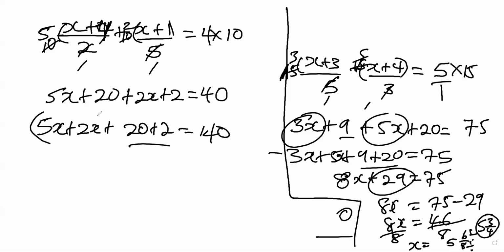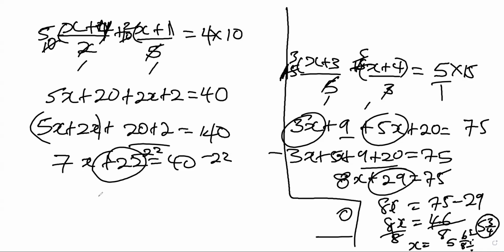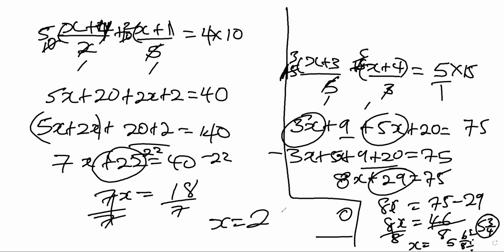These are the like terms. So this is all 7x, 20 plus 2, 22. And then we subtract 22 from both sides. Leaves 18, right? How many groups of 7 can we get out of 18? That will be 2. 7 2s are 14 and 4 over 7. And that is it for tonight. 2 and 4/7.